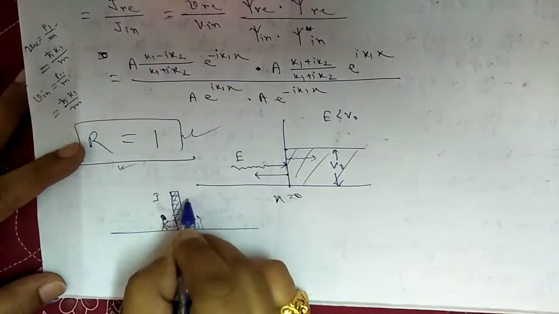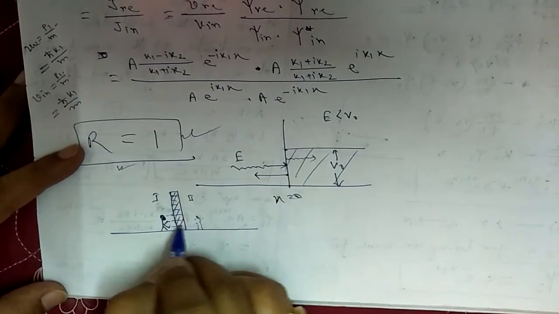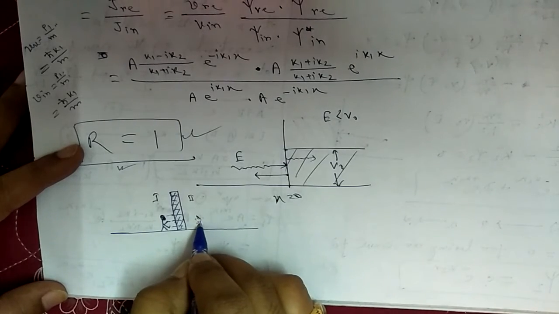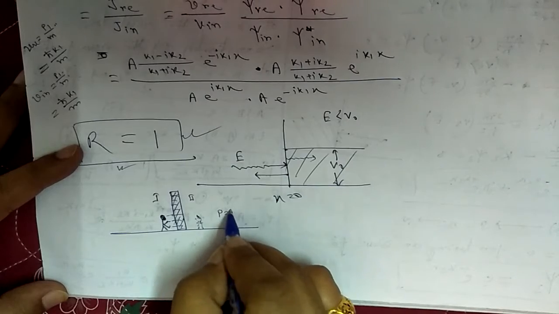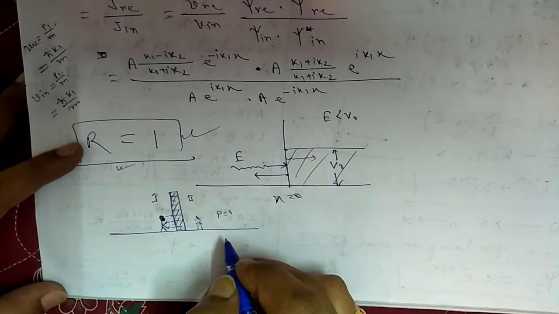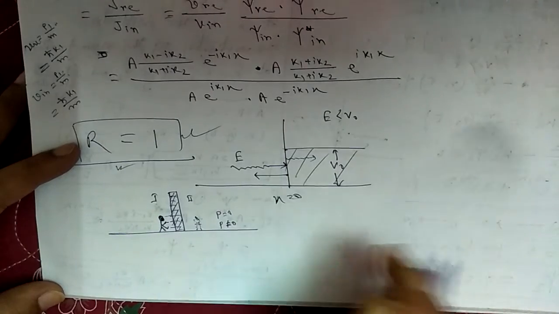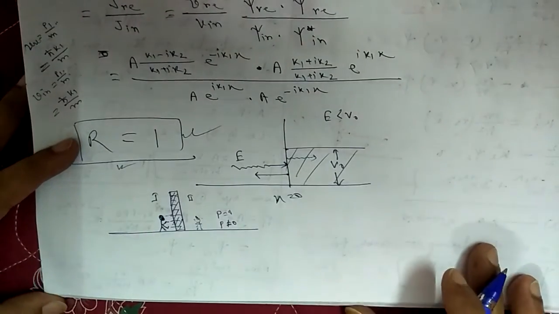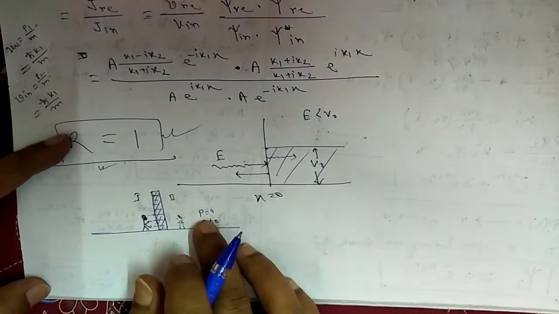If this is region 1 and this is region 2, you are hitting your head here, or you are pushing the wall, or hitting the wall. Classical mechanically, what is the probability that you will come to that side? Classical mechanically, the probability P equals 0. But quantum mechanically, if you calculate, P not equal to 0. That may be very low, but there is a finite probability that in a certain time, a certain day, you will be coming to that side.